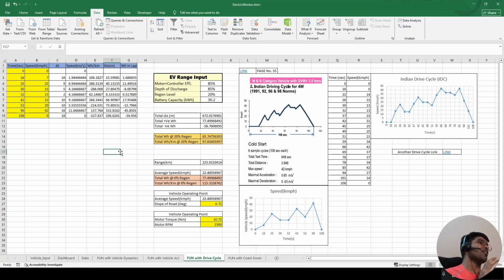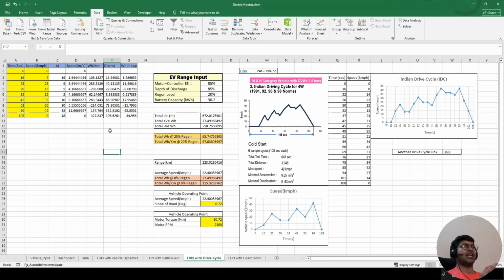So we have already done the hard work. We went through each and every event and calculated the watt hour per kilometer for that event. We also calculated the distance covered in that event and the total energy consumed in that event. And now let's see how much total energy we consumed when we went through this driving cycle.